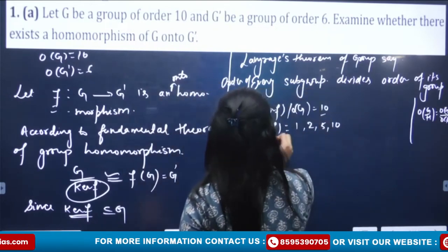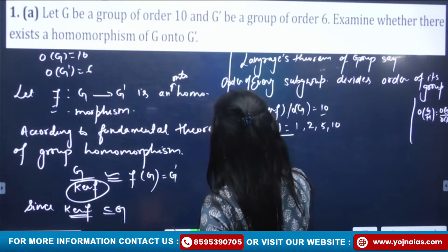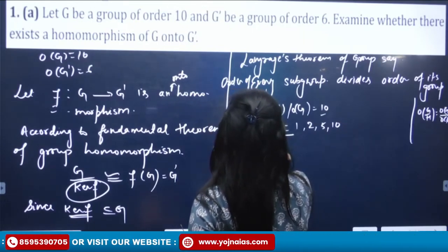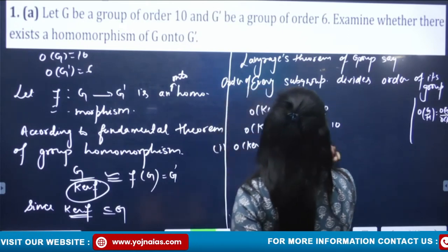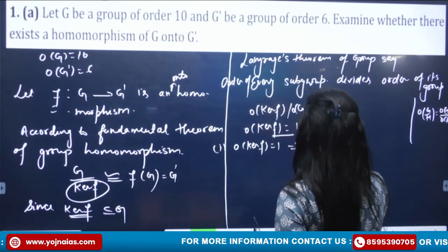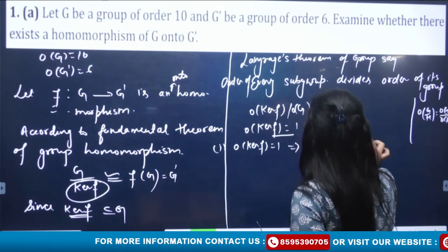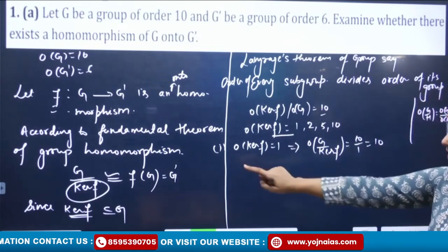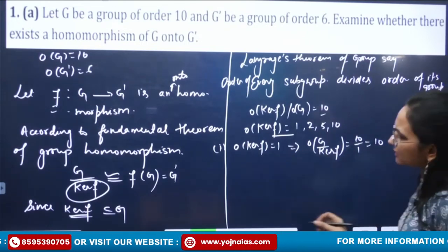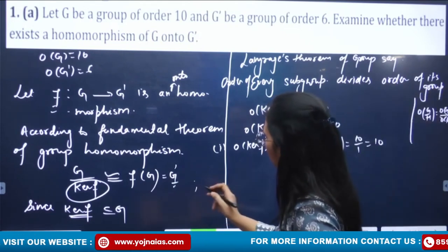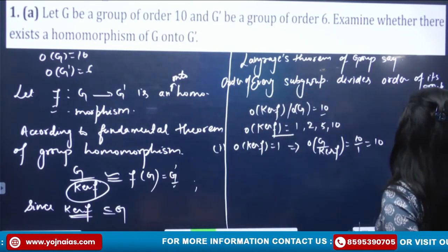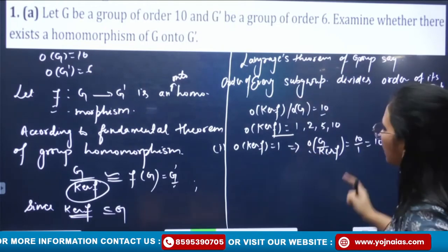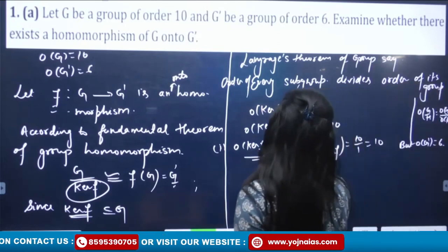Now in the first case, we will take the order of the kernel of f equal to 1. This implies the order of G by kernel of f is going to be 10 by 1, that is 10. But this cannot be 10, because the order of G dash is equal to 6 on that side. So this cannot be isomorphic to that, so this case does not happen.